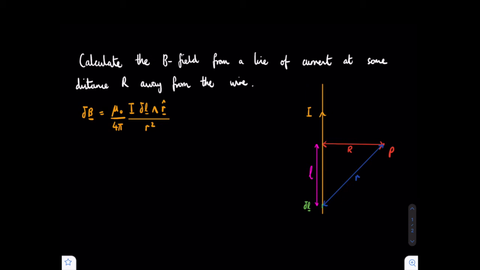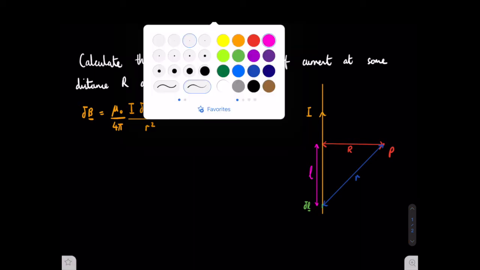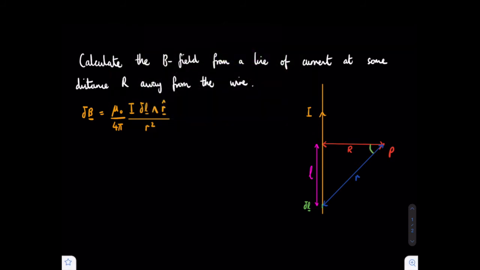Because of how trigonometry works, considering it as this and this separately may be more useful, although it doesn't make much of a difference in the end. Let's call this angle here theta. So what do we do now?